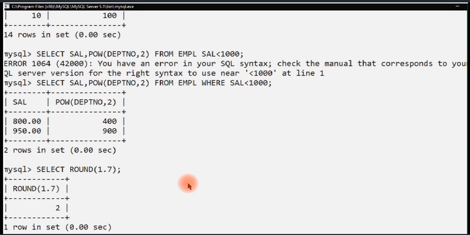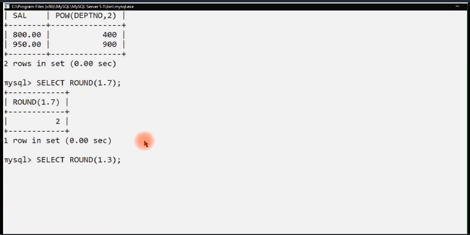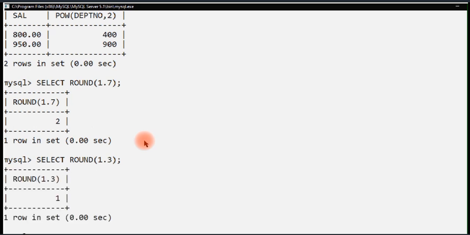Obviously it will give you 2, but if in place of 7 I write 3 here, it will give you 1. Why? Because after the point you have a value which is less than 5, and here you have a value which is more than 5. So this is the difference.